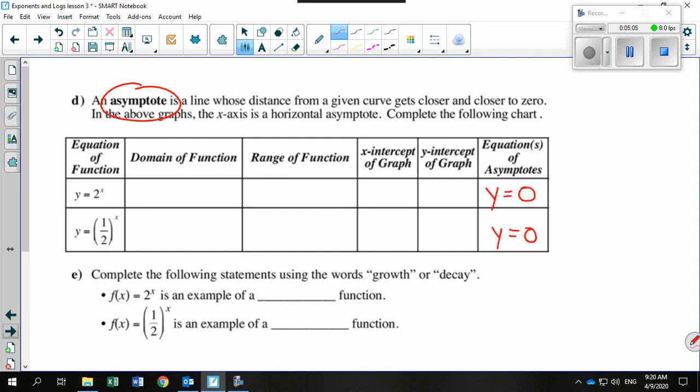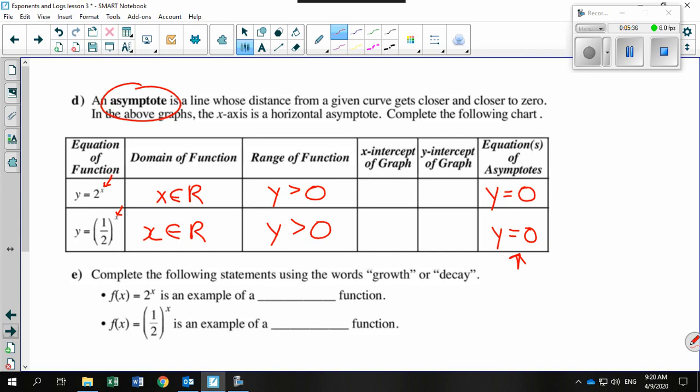Now to fill in the rest of these characteristics, there is no restriction in terms of what I can plug into this x. So my domain is all real numbers, or negative infinity to infinity, and that goes for both of these. Now my range, well, it can't equal 0 or be negative, because it doesn't matter what values I put in here, if they're negative, it just means that it's going down. We know that our y values are greater than 0.